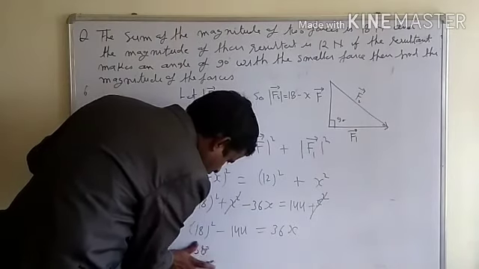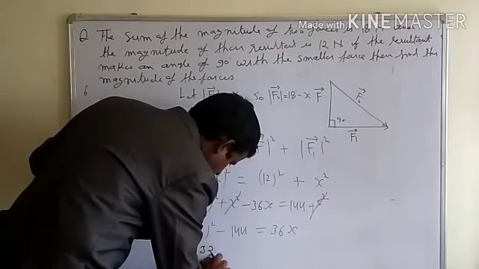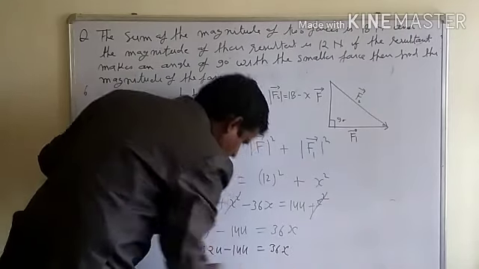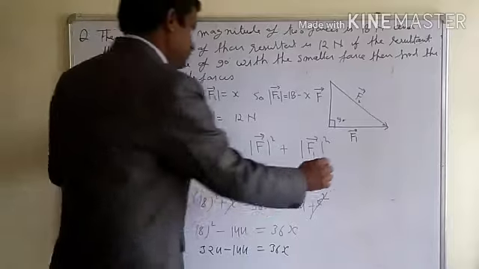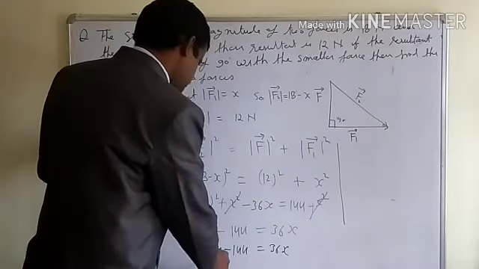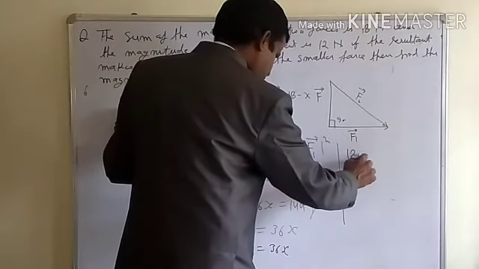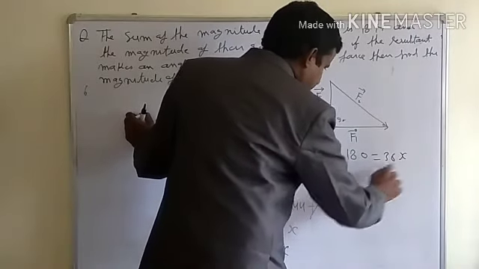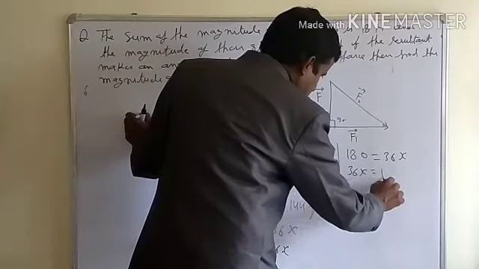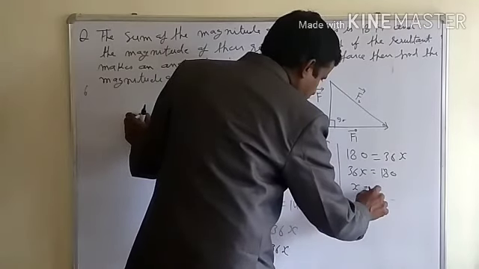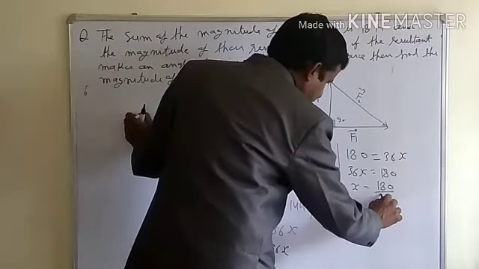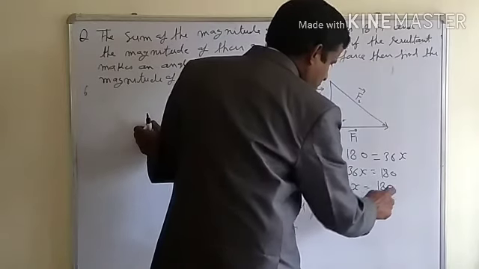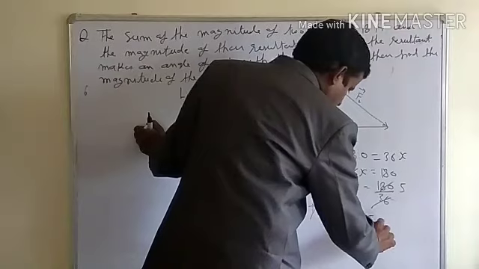380 minus 18 square is 324 minus 144 gives you 36x. So after solving this, it will become 180 is equal to 36x. 36x is equal to 180. So x is equal to 180 upon 36. So 36 divides 180 five times. So x is equal to 5.